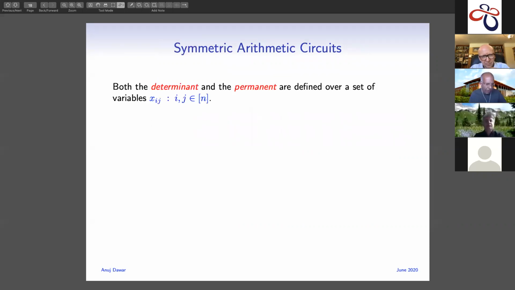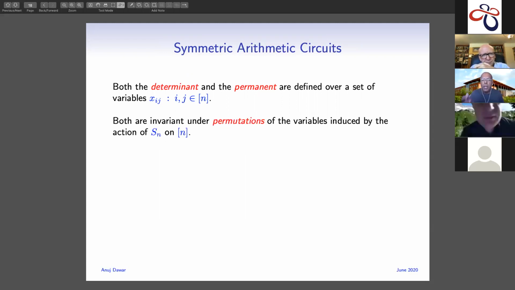So we asked ourselves the question, what about symmetric arithmetic circuits? Because both the determinant and the permanent are defined over a matrix of variables, and these polynomials have certain natural symmetries. In particular, you look at exactly the action I was talking about in the case of graphs. You look at a permutation of [n] and apply it to this matrix of variables. That's the same as applying a simultaneous permutation of the rows and columns of the matrix. It doesn't change the value of either the determinant or the permanent.